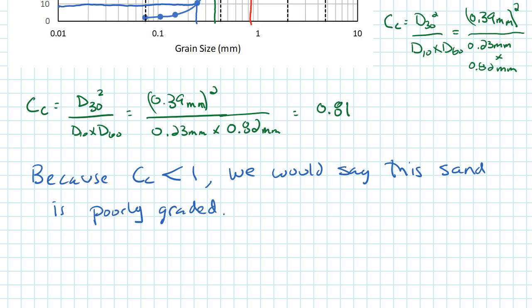That concludes how we perform a grain size distribution, and how we use that grain size distribution to calculate the coefficient of curvature and the coefficient of uniformity. In class, we'll go over a little more detail on how we perform a hydrometer analysis and determine the grain size distribution for those materials that have particle sizes less than 0.075 millimeters.